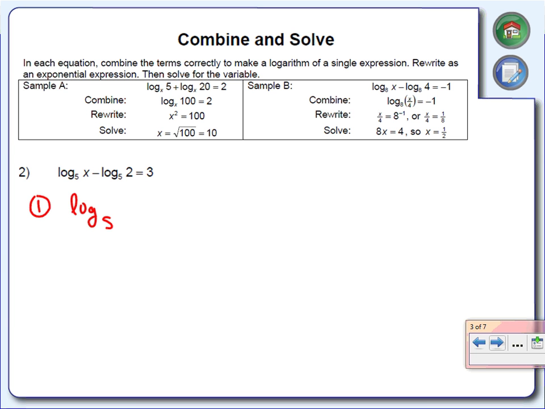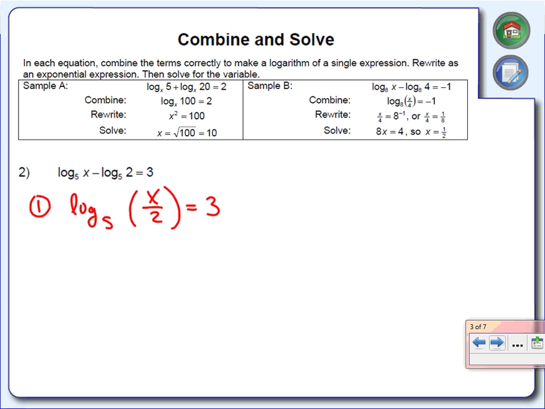What are we going to do with the x and the 2? Divide them. Remember, we said subtraction was going to be the same thing as division. So we're going to do x divided by 2, and that's going to equal our 3. So all I'm doing is rewriting it as a single expression.